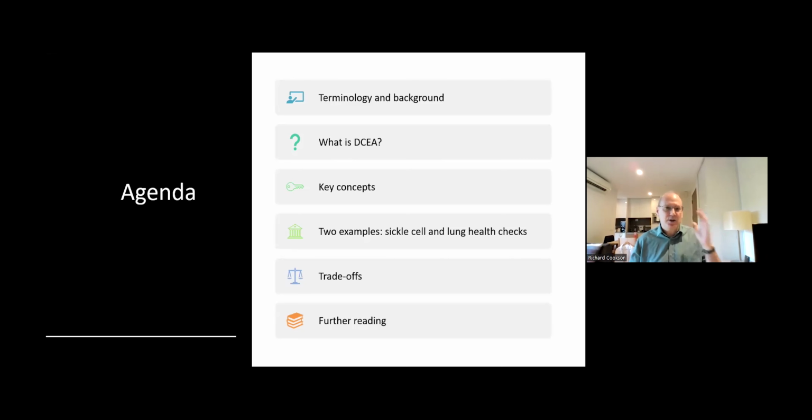And the agenda: I'll do a little bit of background and terminology, then get into what DCA is, and some key concepts. And I hope quite quickly to get into some examples of how this is done. We've got 2 examples that I'll show you, and then some further readings and so on.